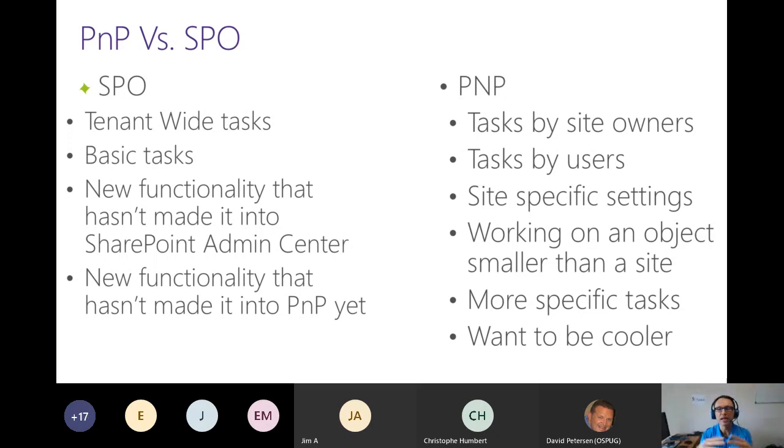If I want to do a tenant-wide task, if I want to set a value for something, the SPO cmdlet probably works. Really basic things the SPO module works for. When Microsoft releases new functionality, like when Geos came out, when Hubs came out, the only way that you could set those was with the SPO module. You couldn't do it in SharePoint Admin Center yet. There was another way to do it. So those kind of tasks you're going to have to do with SPO. And then any new functionality that the PnP hasn't looked at and stolen yet, again, the Hubs and Geos for a couple of months, those are the kind of things that you want to do in the SPO module.